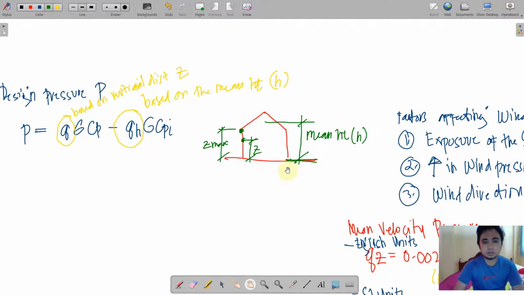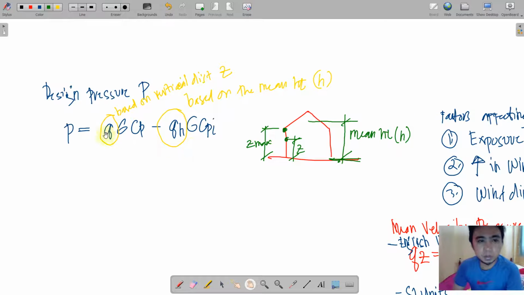Ito yun. Ito yung Q. Actually, Q is QZ or it is a changing value. Sabi nga natin, ito, exposure yung KZ, exposure factor. Pag tumataas, tumataas din yung effect ng wind.